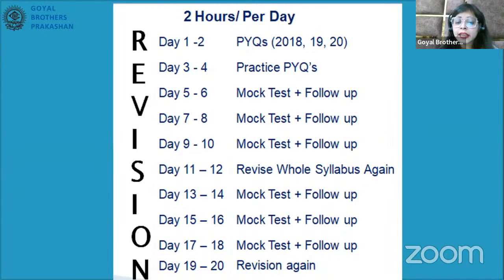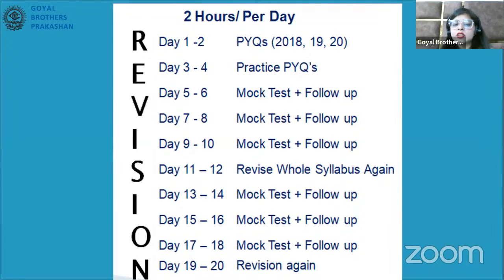Then day 7 and 8, similarly. Day 9 and 10, similar. Then we have given 3 mock tests. Now let's say in my mock tests, I am not satisfied with the kind of result I'm getting. If you are, then that's good enough. Then day 11 and 12, 13, 14, 15, 16, 17, 18, you can follow the same pattern.